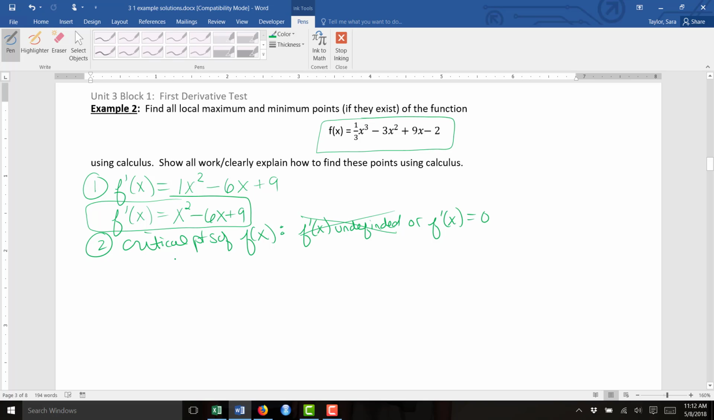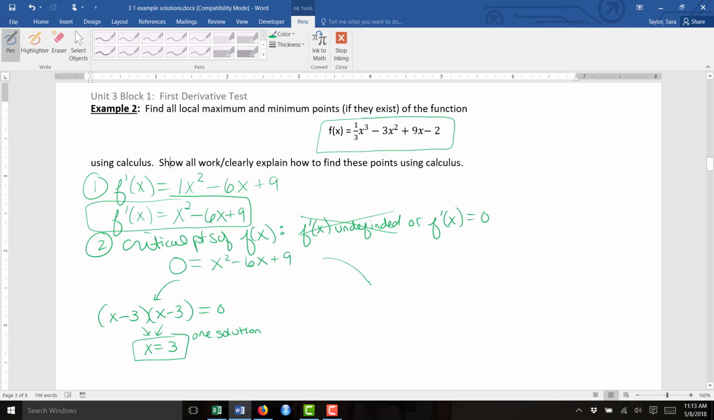But we can find points where the derivative equals 0. I set the derivative equal to 0. One way to solve this would be to factor. This factors as x minus 3 times x minus 3. And so we find that the solution to the equation is only one value, x equals 3. One solution to where the derivative is equal to 0.